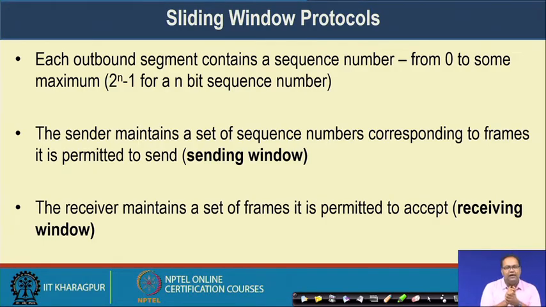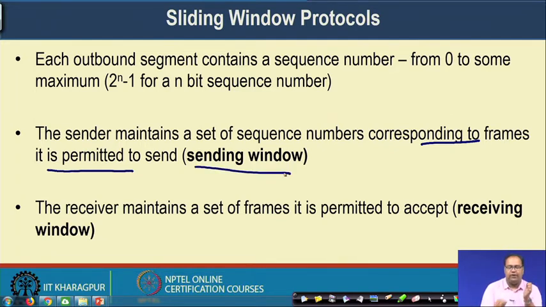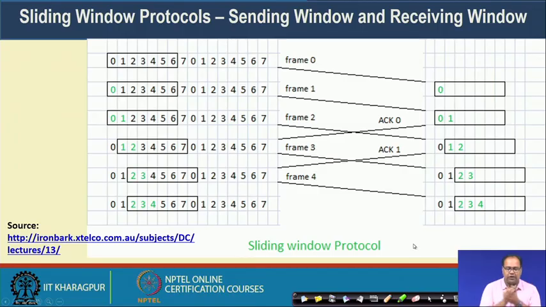Now, the sender maintains a set of sequence numbers corresponding to the frames it is permitted to send. This particular set of sequence numbers, we call the sending window. Similarly, the receiver maintains a set of frames which it is permitted to accept, and we call it the receiver window or receiving window. Let us look into an example in detail to clear this concept.